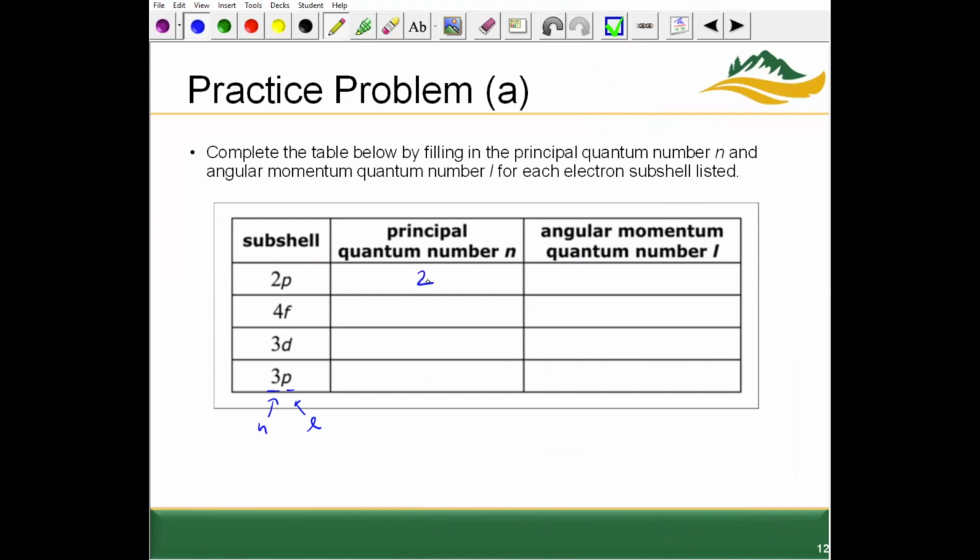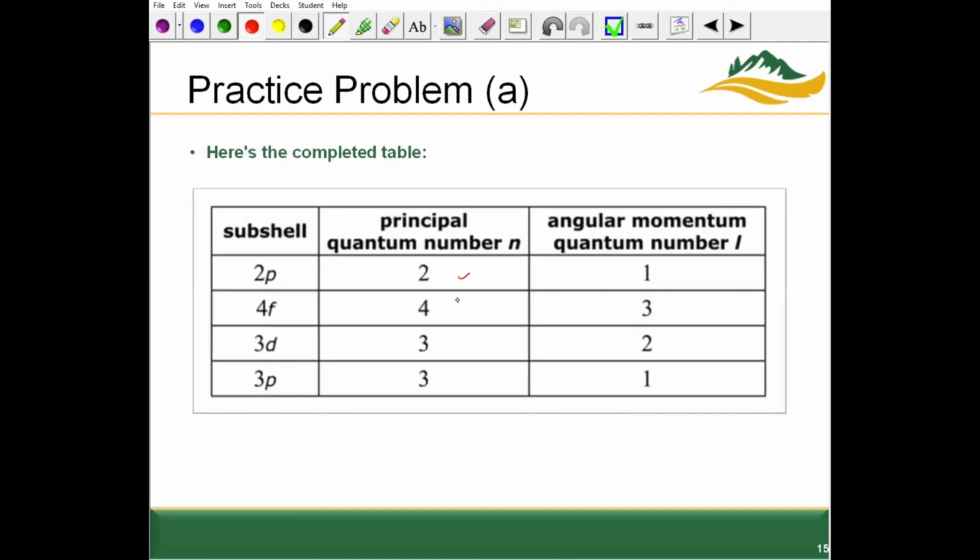N we can do without having to do much more, so 2, 4, 3, and 3. For the L, however, we're going to have S, P, D, and F corresponds to 0, 1, 2, and 3. So P means our L value is 1, F means our L value is 3, D means our L value is 2, P again means our L value is 1. So 2, 4, 3, 3, 1, 3, 2, 1 for these different subshells.